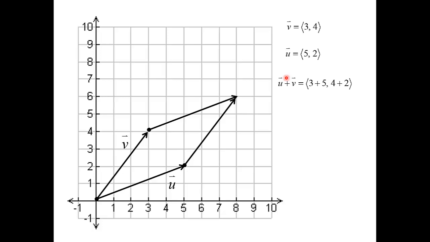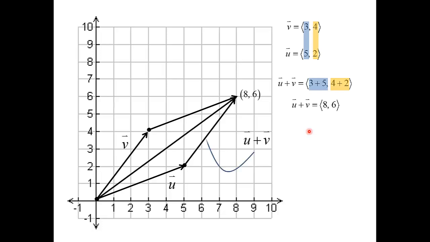When we're told, okay, find u plus v, it means to add the corresponding components. So I'm going to add the 3 and the 5 together to get the x component of the addition vector, and then the 4 and the 2 to get the y component. And when I do that, notice I get this vector 8, 6, which corresponds to this point right here at the end of this parallelogram. If we make a parallelogram, the addition vector is going to be the diagonal of that parallelogram. Okay, so this is how we add vectors, and this is the geometric interpretation of it. It's the diagonal through that parallelogram.